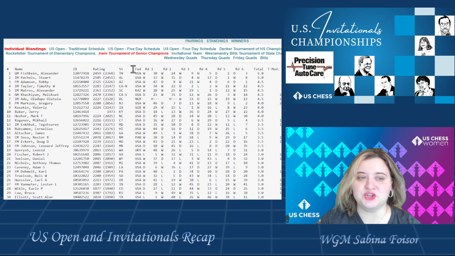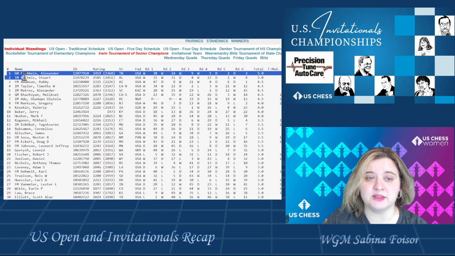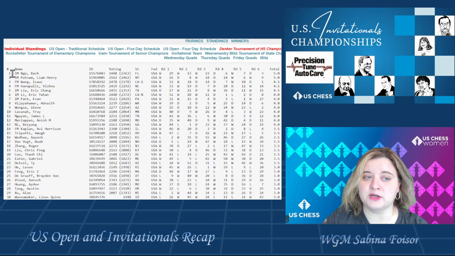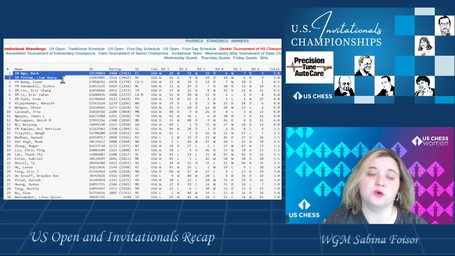this year's invitationals. We had co-winners in the Irwin, Grandmaster Alexander Fishbein and Stuart Rachels. In the Denker, we had again co-winners, International Masters Ingo Bach and Liam Putnam. Congratulations to both of them as well.